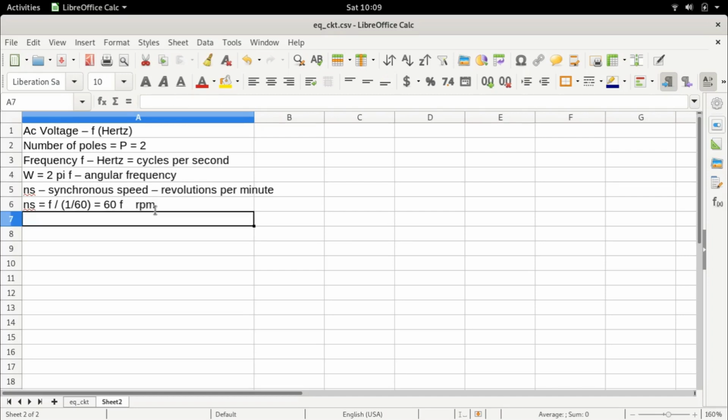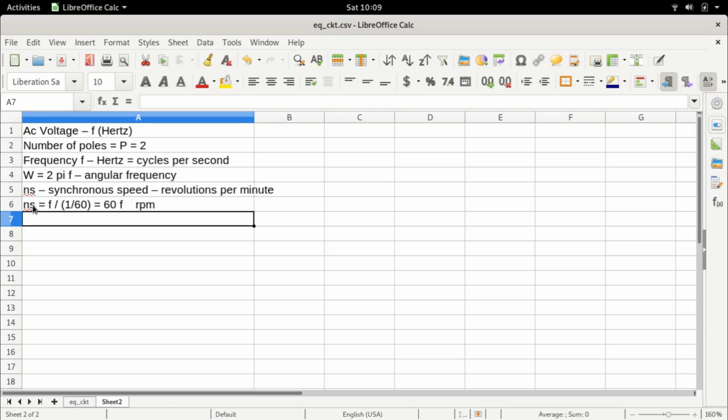This is conveniently written as RPM, because when we measure the speed of a motor, we usually measure it in revolutions per minute. That's more or less the convention, especially if you have anything like a tachometer. It will give you the readings in revolutions per minute by default. So, this ns is the synchronous speed.